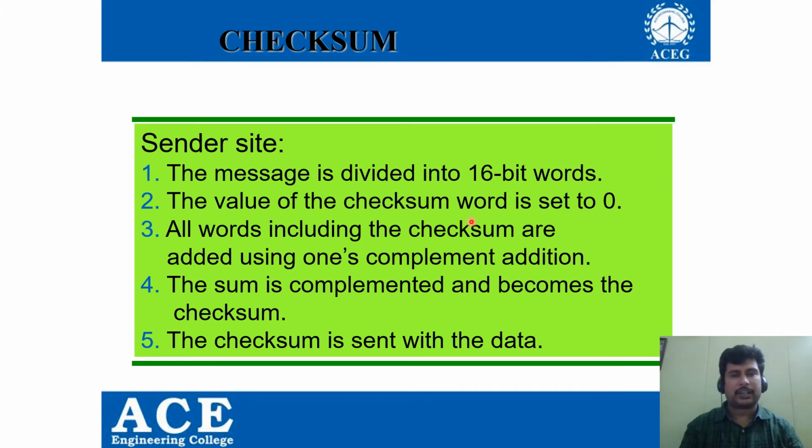What are the things that we are actually trying to do at the sender? Just putting it in the form of chips. First, we are dividing the message into 16-bit words, or you can say 5 4-bit numbers. Then initially the value of checksum is assigned to be 0. All the words including the checksum are added using one's complement addition. That is what we have discussed. Wrapping the sum and then taking the complement. And then after implementing the complement addition, the sum is complemented and it becomes the checksum.